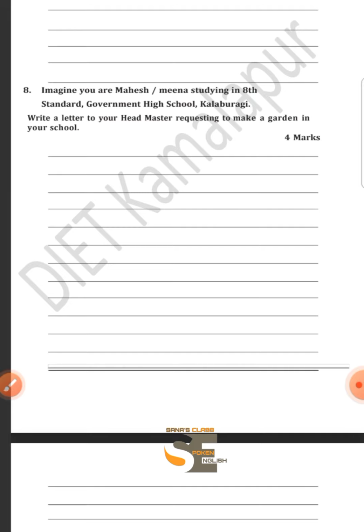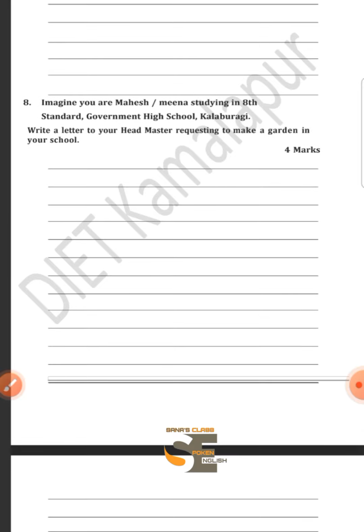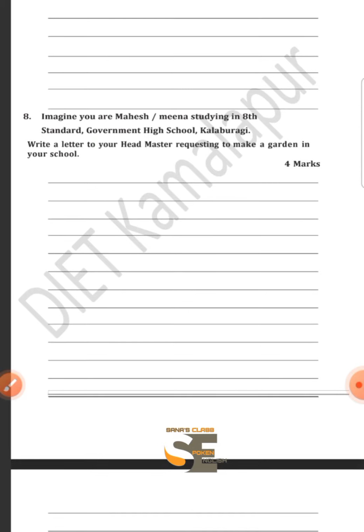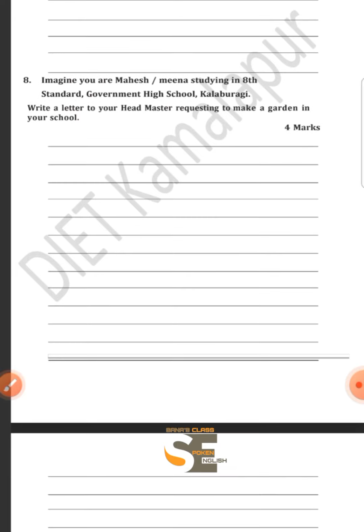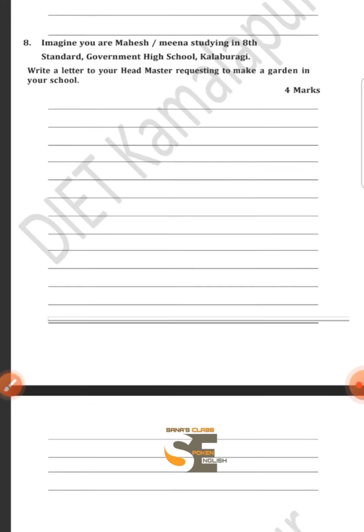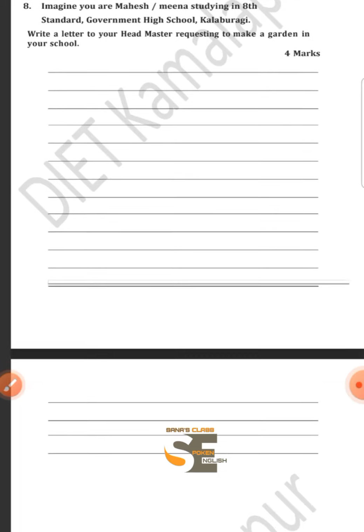Okay, you can write anything in the body. You can write like this: I believe that having a garden in our school would be beneficial for both the students and the staff. It would provide a peaceful and calming environment for us to relax and take a break. Looking forward to a positive response from you to make a garden in our school. And then in the last line, you should write thanking you. In the same line, on the left hand side, you should write yours faithfully, Mahesh, 8th standard. If you're a girl, then you should write Meena, 8th standard.